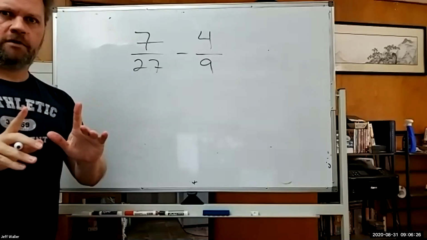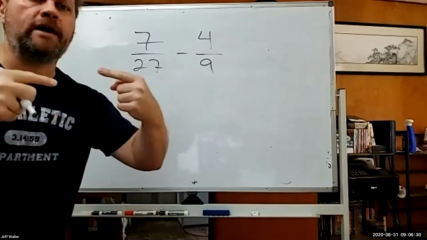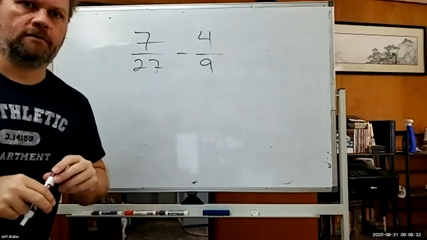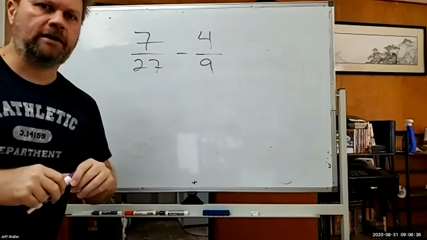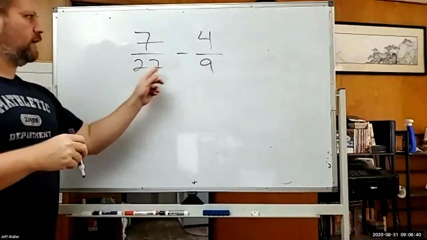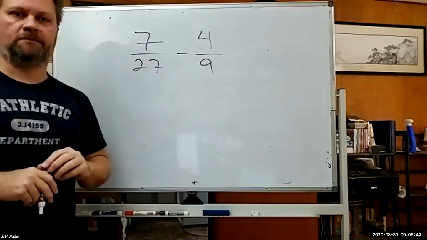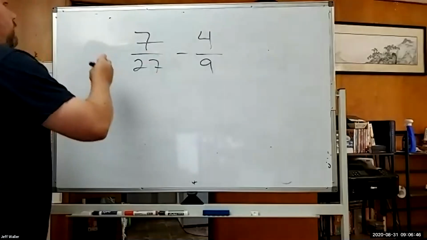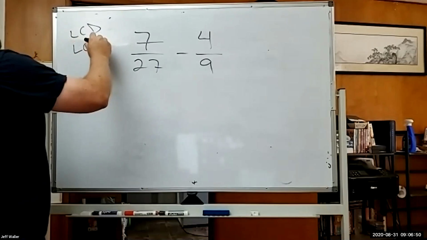No. Least common denominator means the smallest number they can both multiply up to be. Multiply 9 by 3 to get 27. Yes, 27 is the number they can both multiply up to be, right? So least common denominator is the same thing as least common multiple.